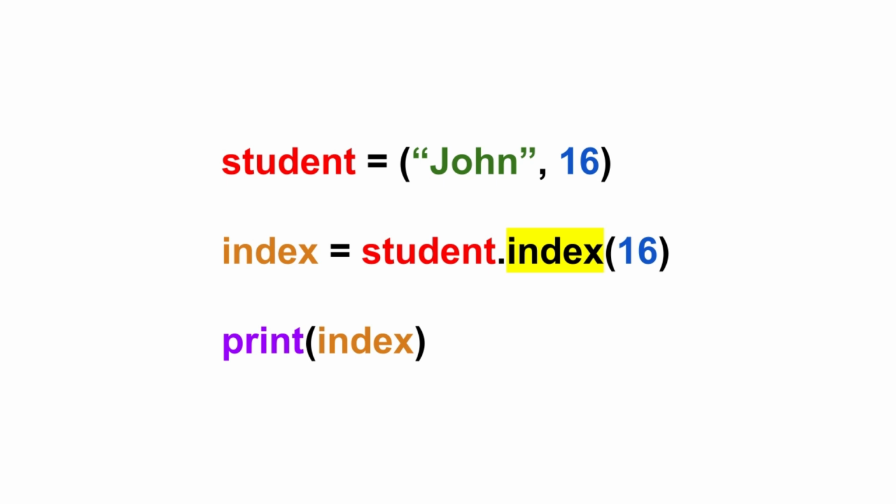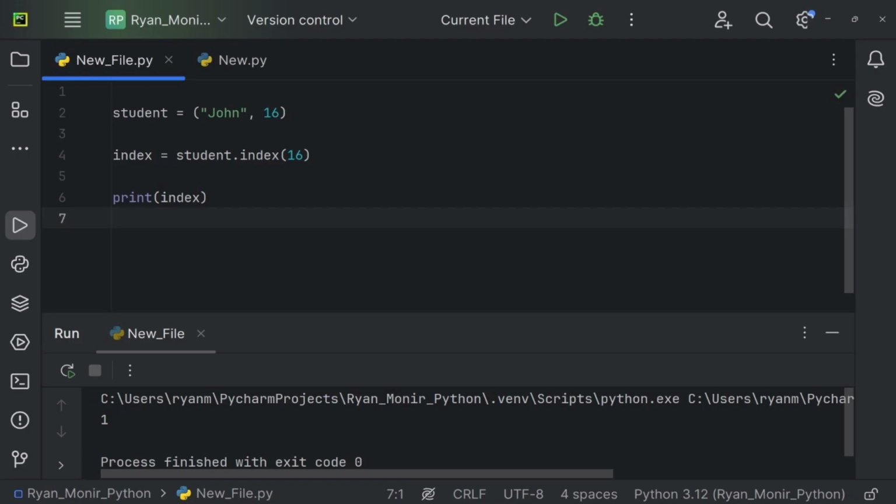To write the index function, first write your tuple variable, then write .index. Inside the set of parentheses, write the item you wish to find. This will return a number index, and we can save that in a variable and print that variable. If we run this, we can see that our index is 1.